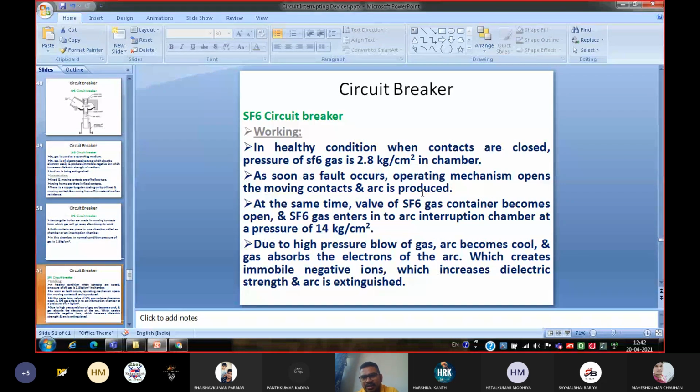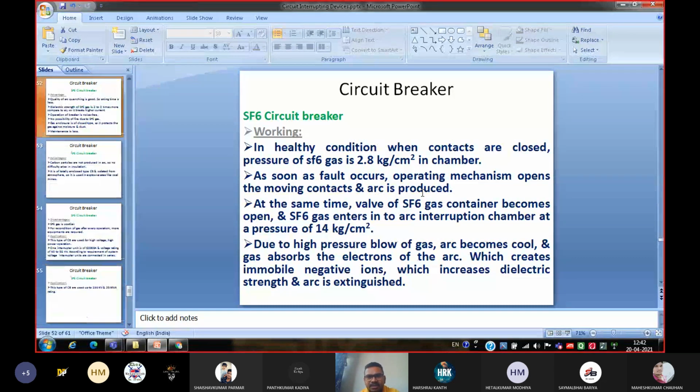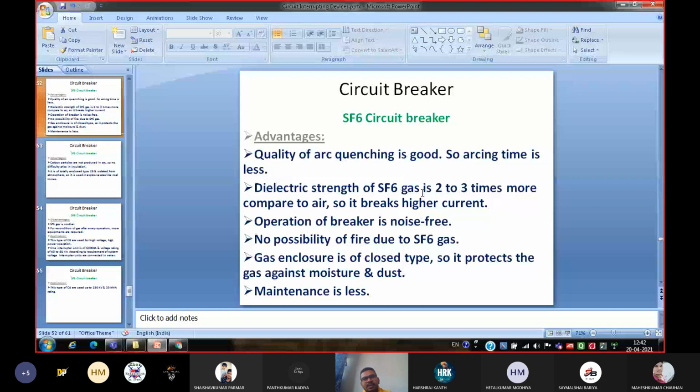So these electrons are converted into immobile negative ions, and due to these immobile negative ions, it will quench the arc, or we can say that it will increase the dielectric strength. And as the dielectric strength increases, the arc is extinguished. So in this manner the SF6 circuit breaker will operate.